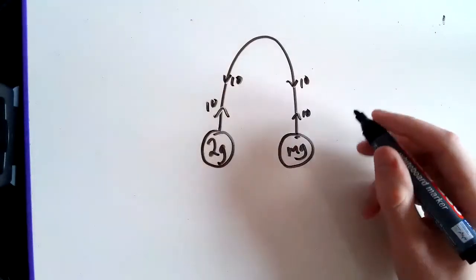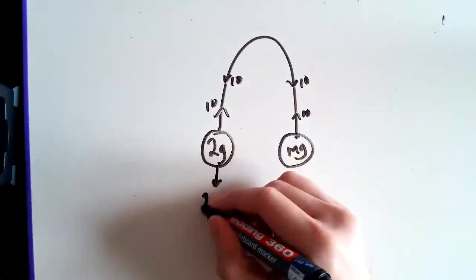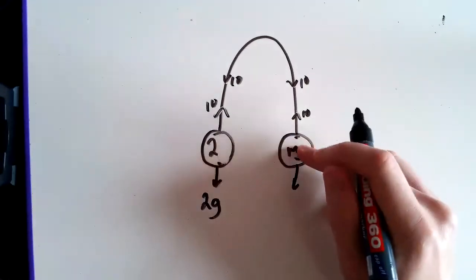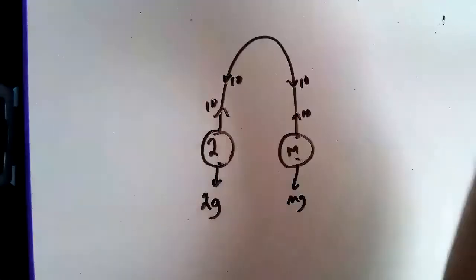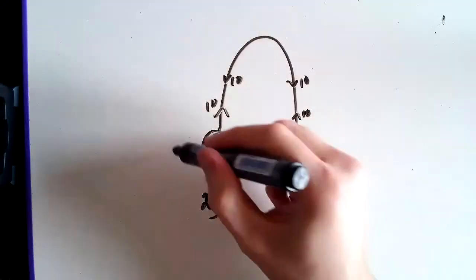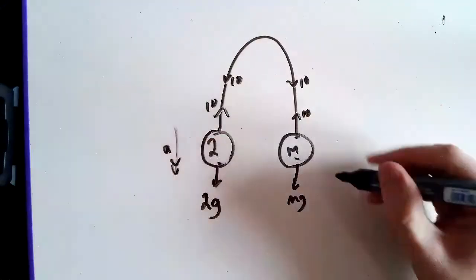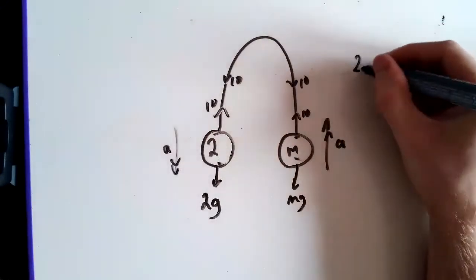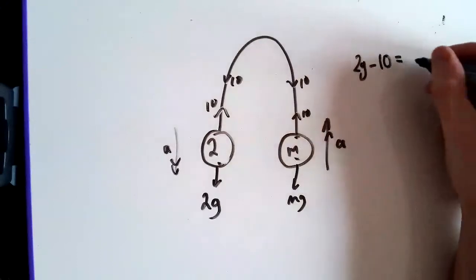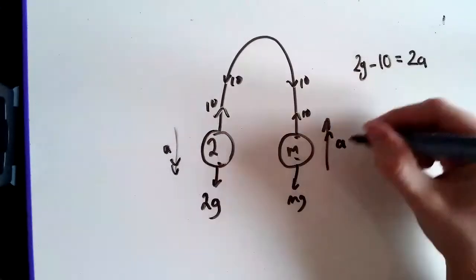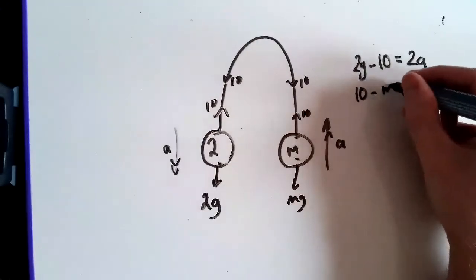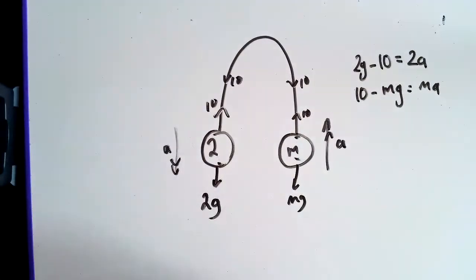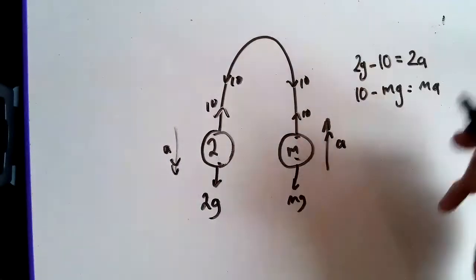Find what m is. Well, we know that we'd have 2g going down. Put the g there as well, mg going down. So this one will go down because 2 is heavier. This one will go up. So my two equations are 2g minus 10 equals 2a, and this one would be 10 minus mg equals ma. Remember, F equals ma.